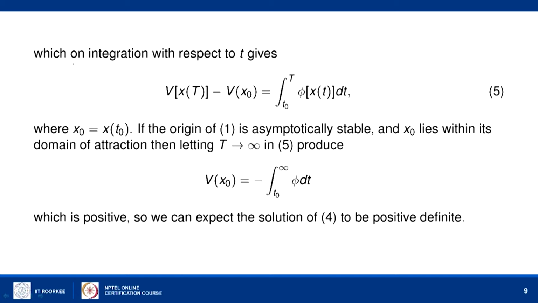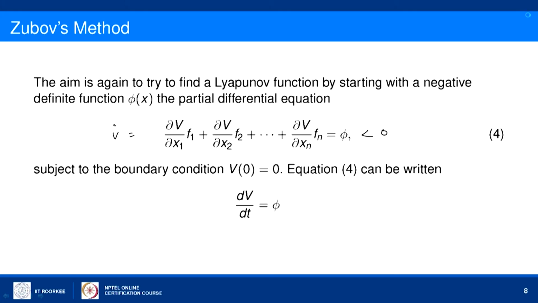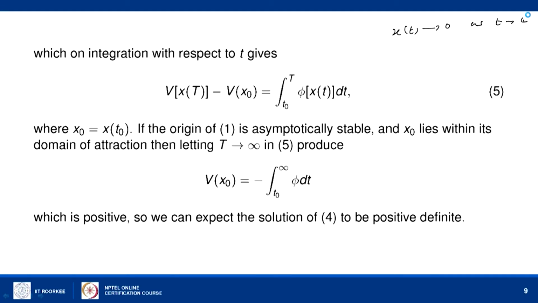If the system is asymptotically stable, then we know that x of t tends to 0 as t tends to infinity. So from the last step, dV by dt equal to phi, we can integrate it from 0 to some capital T. We will get V of x of capital T minus V of x of 0, the initial condition, equal to the integral from t0 to T of phi of t. And as t tends to infinity, x of t will tend to 0, and we want V of 0 to be equal to 0.